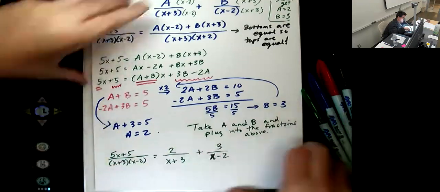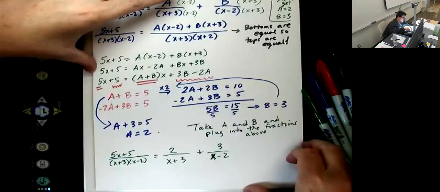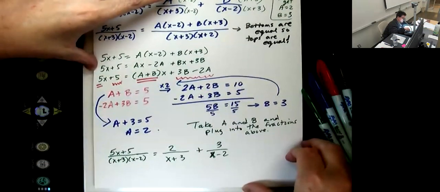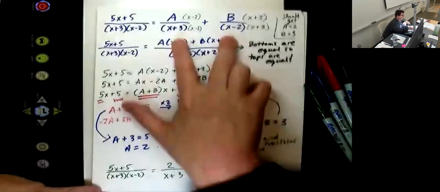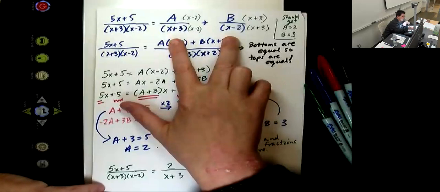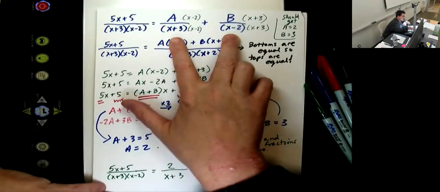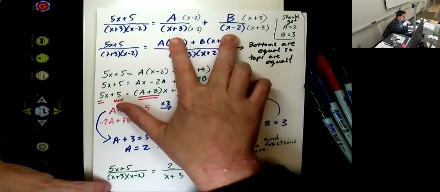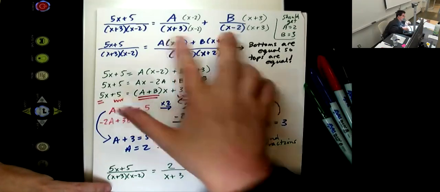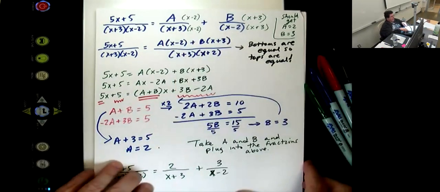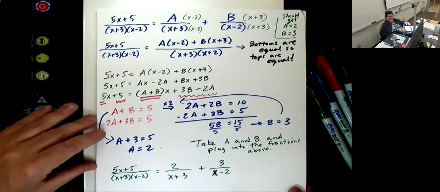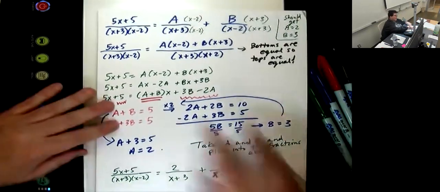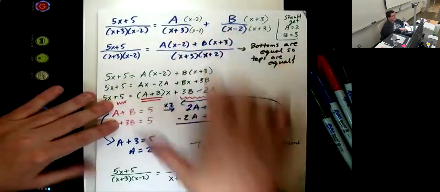There's like switch spots, basically. Like it would be A over x minus 2 and B over x plus 3. Yeah, the order I picked here, I could have done the other way. If I had done A over x minus 2, I would have had A equals 3. That's what you're asking, right? Yeah. So the order I picked these didn't really matter.